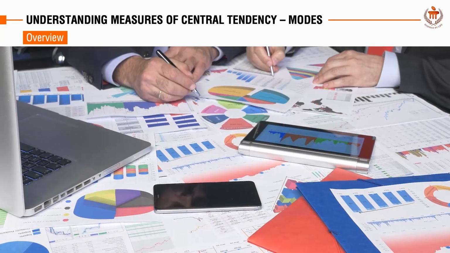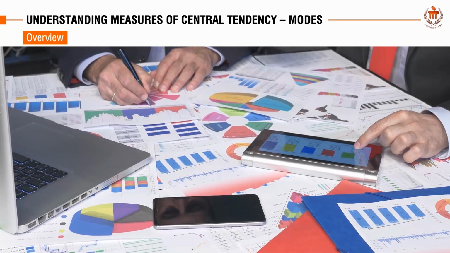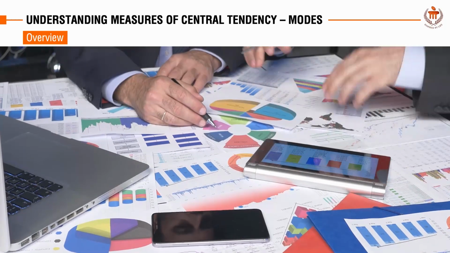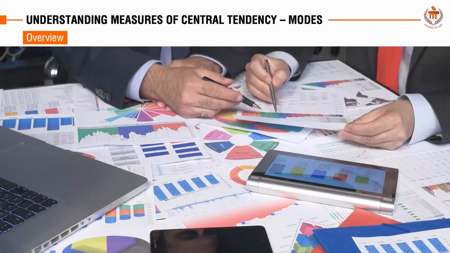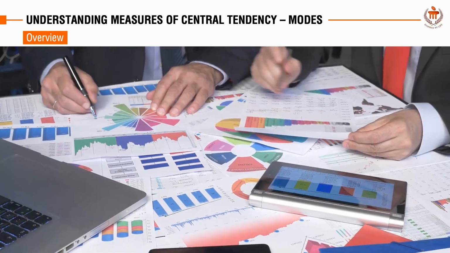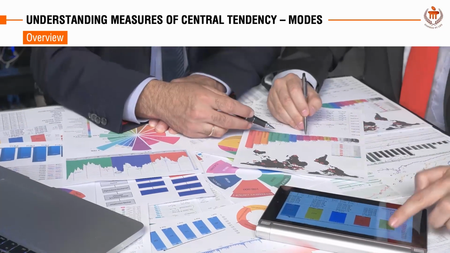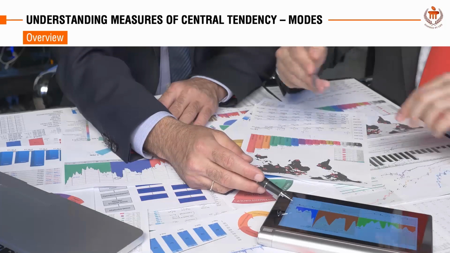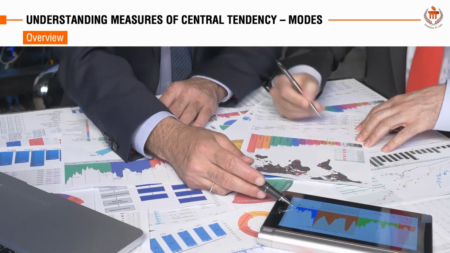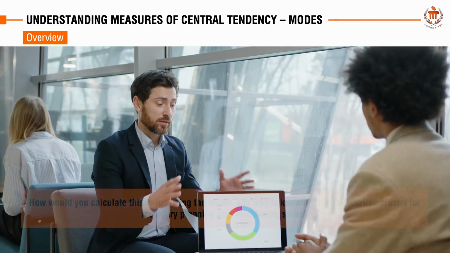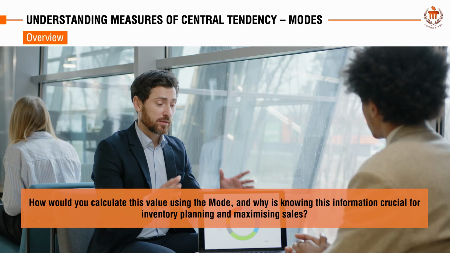Imagine that you are a marketing manager analyzing sales data for different product sizes in a popular clothing line. You notice that some sizes are sold more frequently than others, and you want to identify the size that sells the most, as it represents the most typical customer preference. So guys, the question comes: how would you calculate this value by using mode, and why is knowing it very important in your inventory planning and in maximizing your sales?